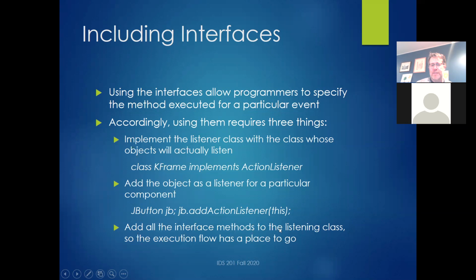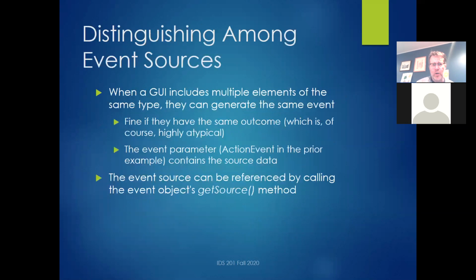And then add the interface methods to the listening class so the execution flow has a place to go when somebody actually clicks the button. Now, often a GUI will include multiple elements of the same type so they can generate the same kind of event. For example, if you have a set of JButtons, they can all generate action events. Well, you distinguish between them by using the event object's getSource method, like I did.